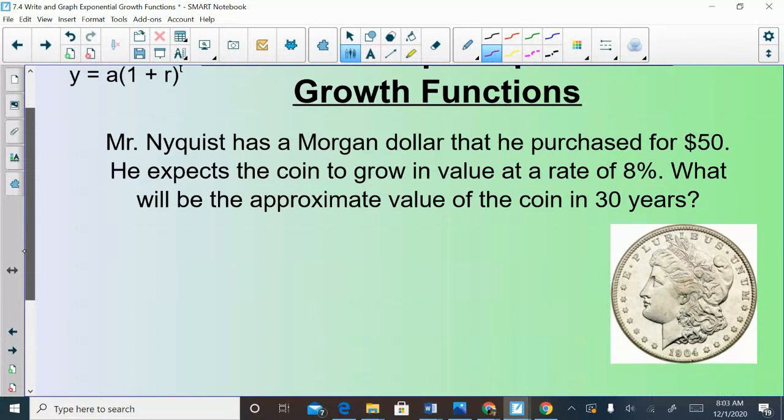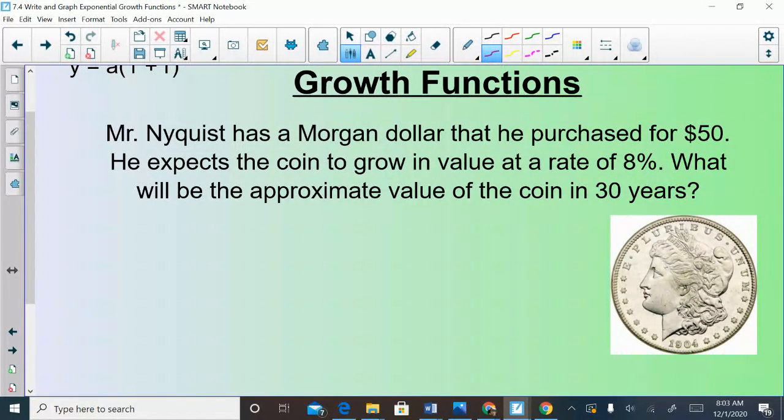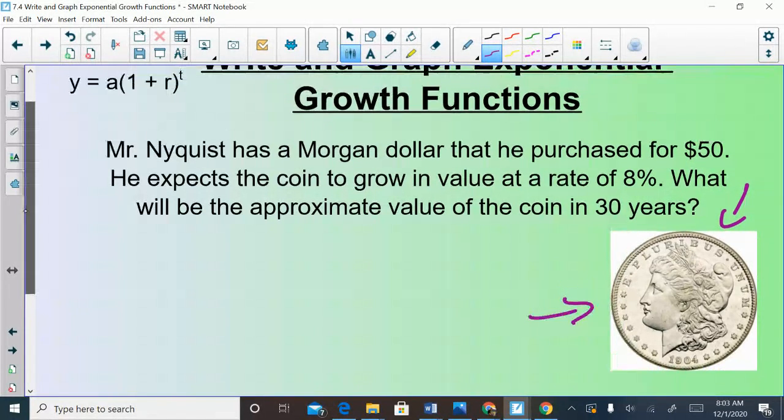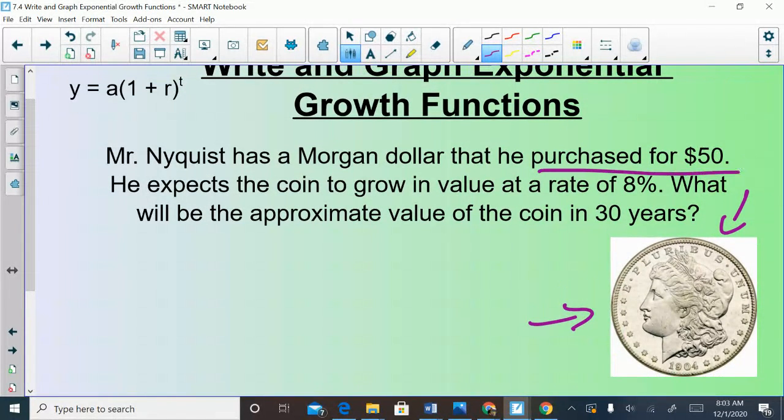Last problem, we've got a word problem here. Mr. Nyquist has purchased a Morgan dollar. This is what a Morgan dollar looks like. Look how fun that is. That he purchased for $50. Crucial information, I am circling that or boxing it or something. He expects the coin to grow at a value of 8%. What will be the value of the coin in 30 years?